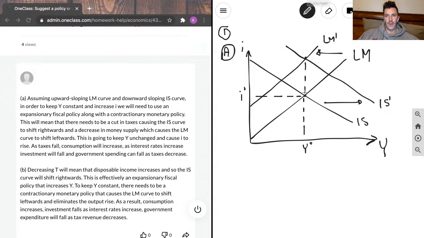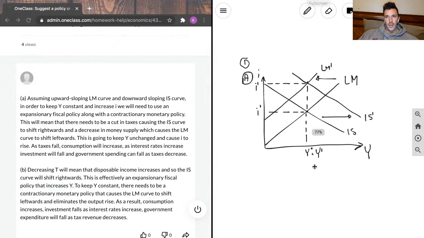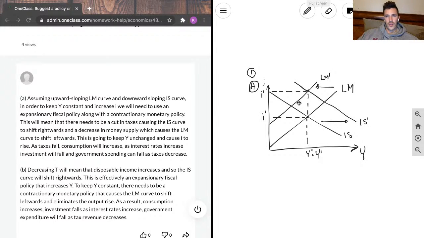So if we draw it down, Y star is going to be the same. However, the interest rate is now going to be I prime. It's going to be way up here. And down here we've got Y star equal to Y prime. This is going to keep Y unchanged and cause I to rise. As taxes fall, consumption will increase. As interest rates increase, investment will fall, and government spending can fall as taxes decrease. Perfect. So that's how to draw that one.